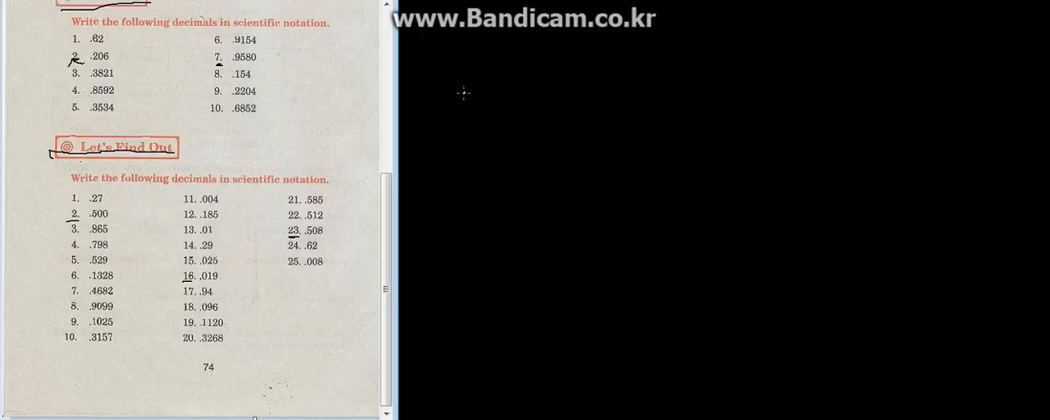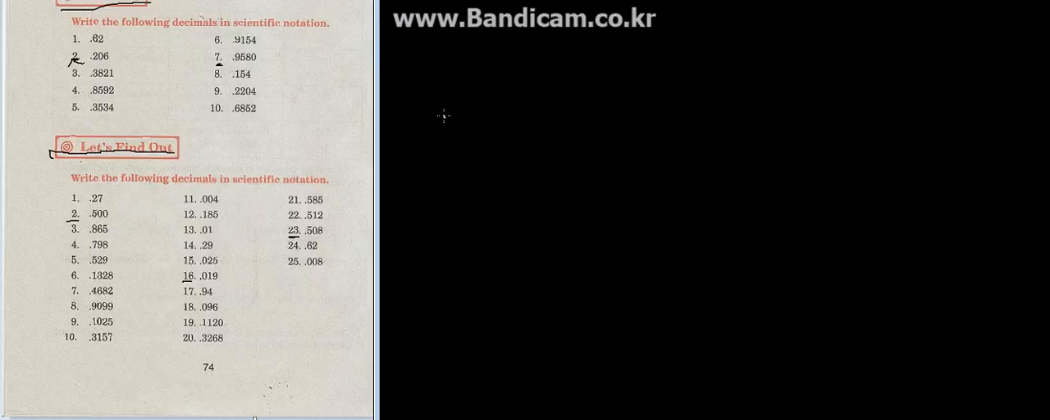Okay, so first for number 2, the number we have here is 0.500, which can be read as 500 thousandths. Okay, 500,000. Why? Because this last zero here is in the thousands place. Okay, so 500,000. And we'll write this into a scientific notation form.